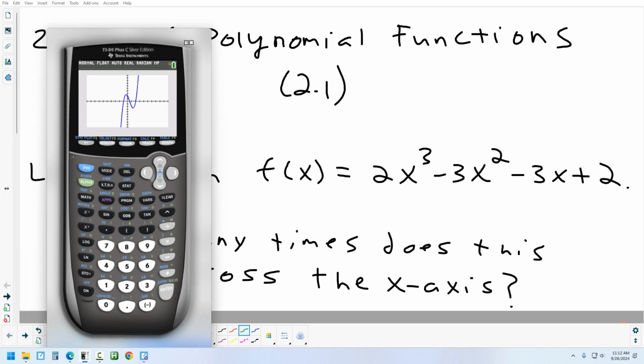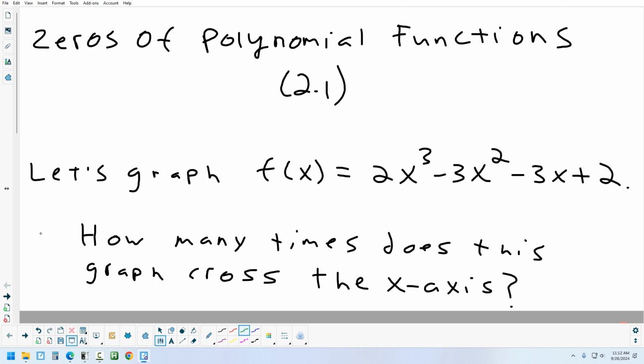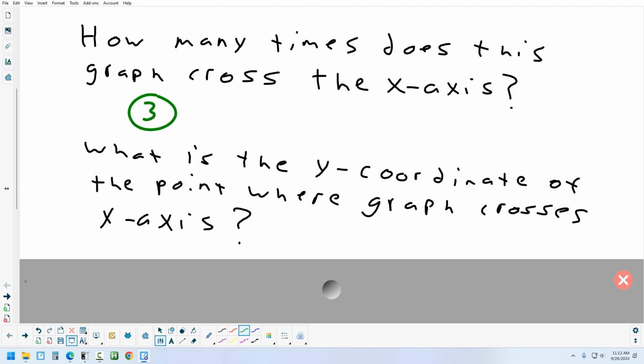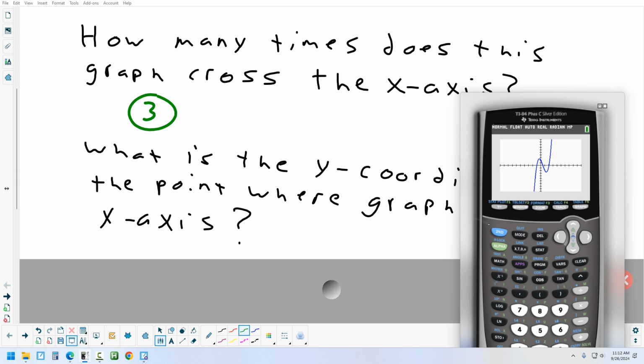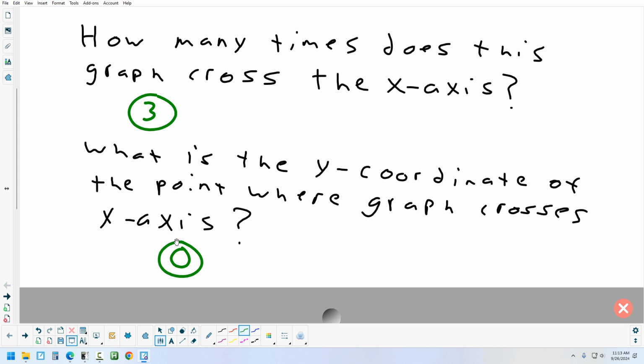I think zoom 6 is going to work for most problems in this section. Okay. How many times does that graph cross the x-axis? 3. Yep, 3 times. Now, what I want to think about is if you could find the coordinates of the first place where it crosses, the second place, and the third place, what would the y value be for each one of those coordinates since they're on the x-axis? Yep. 0. So the y coordinate of all those points would be 0.